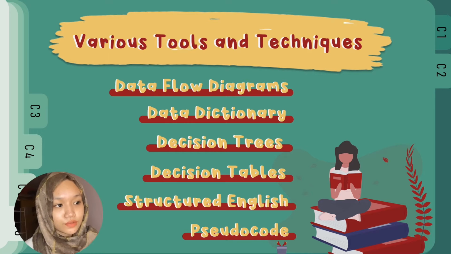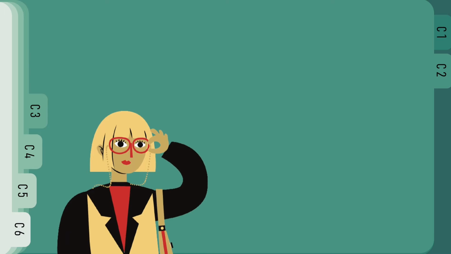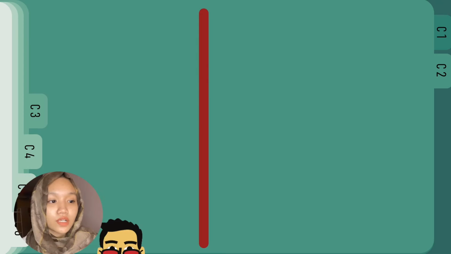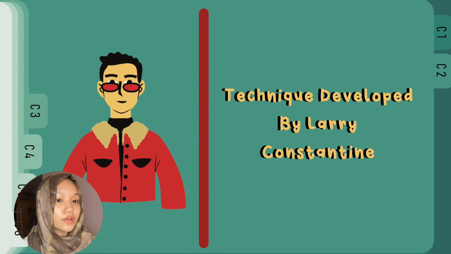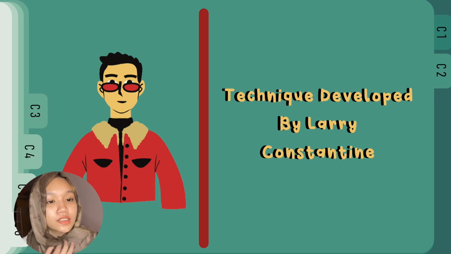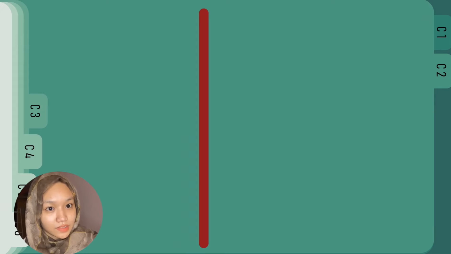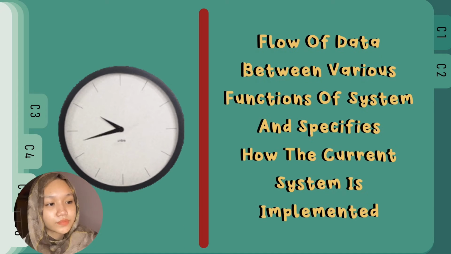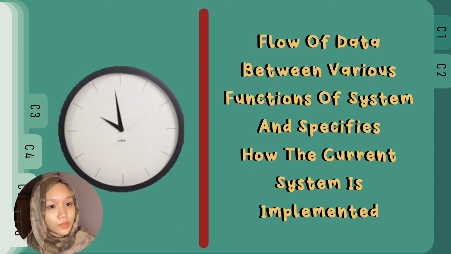There are various tools and techniques, which are data flow diagram, data dictionary, decision tree, decision table, structured English, and pseudocode. Now I'm going to talk about the data flow diagram. This technique was developed by Larry Constantine. It shows the flow of data between various functions of the system and specifies how the current system is implemented.